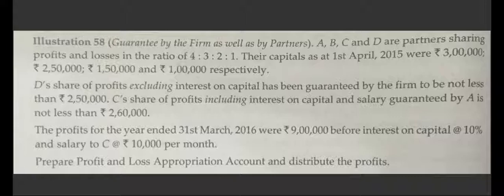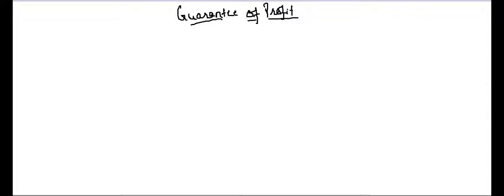So the practical problem is: A, B, C and D are partners sharing profits and losses in the ratio of 4:3:2:1, right? So let us write down the facts. There are four partners A, B, C and D. Profit sharing ratio 4, 3, 2 and 1.